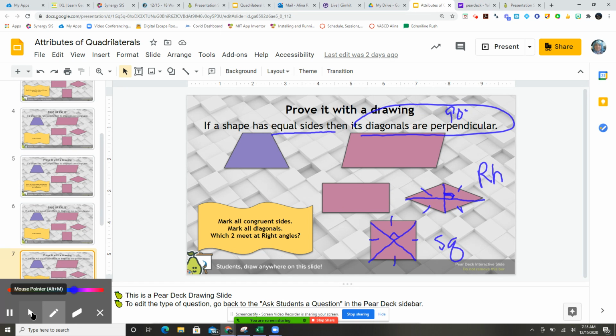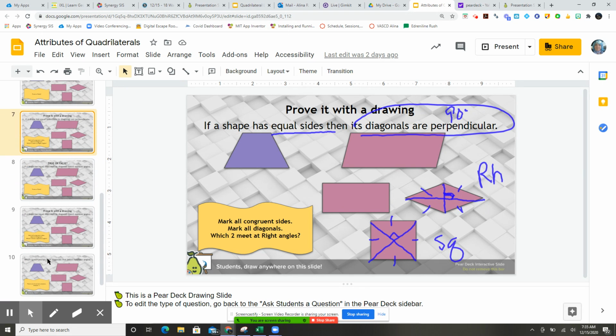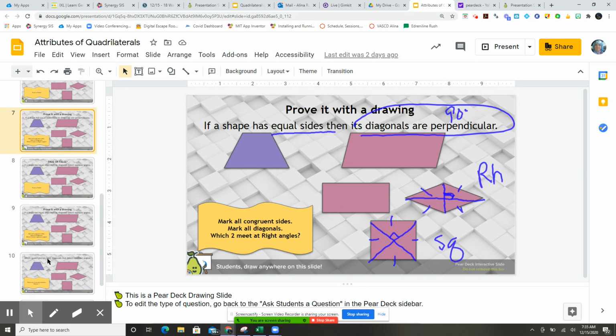We all good? Do you need more time? Okay, because I really do want you guys to make all these marks on your pear deck. That's the whole point of the pear decks.